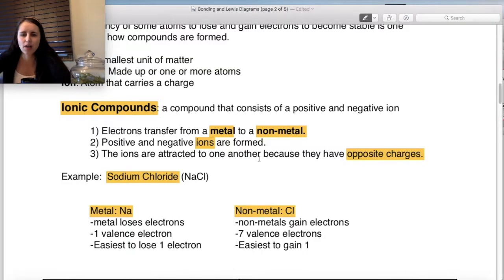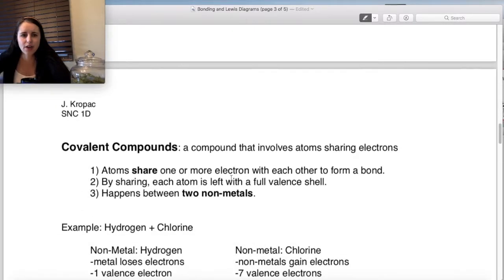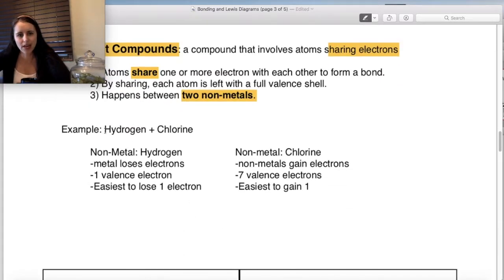Let's take a look at our other kind of compound, and our other kind of compound is this idea of the covalent compound. So a covalent compound is going to involve the sharing of electrons. So not the stealing, the sharing of electrons. We're going to see atoms share electrons, and we're going to see that this is always between 2 nonmetals. So with ionic compounds, we saw a metal and a nonmetal. Now we're going to see 2 nonmetals. Our first example, I want to look at hydrogen and chlorine. So we have 2 nonmetals, one being hydrogen, the other being chlorine.